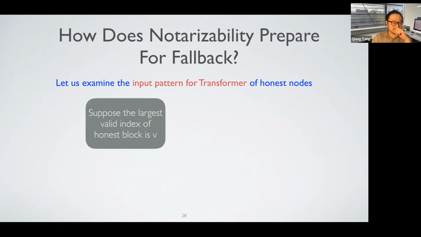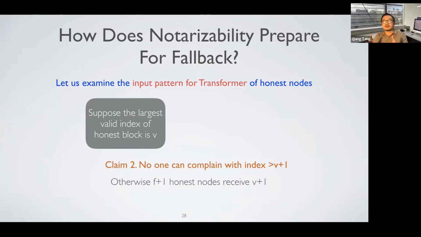It does not show the whole picture yet. The next claim I would like to make is that no one is going to complain with an index larger than V plus 1. I said enough honest nodes will input at V minus 1, but no one is going to input at V plus 1. That's also very simple. By the definition of notarizability, if anyone outputs at V plus 1, that means enough honest nodes received the previous block, which is exactly V plus 1. This contradicts the original definition of V, which is the largest index of all the honest blocks.